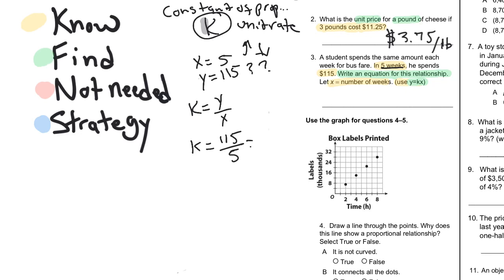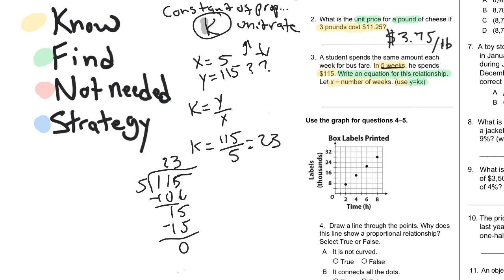So let's go back to our equation here, and we're going to divide 115 by 5. All right, let's just do it right over here. 5 goes into 11 twice. 11 minus 10 is 1. We bring down the 5. 5 goes into 15 3 times. Right? This is why I said you didn't need a calculator. I tried to keep things pretty simple. So 23. So we know k equals 23.